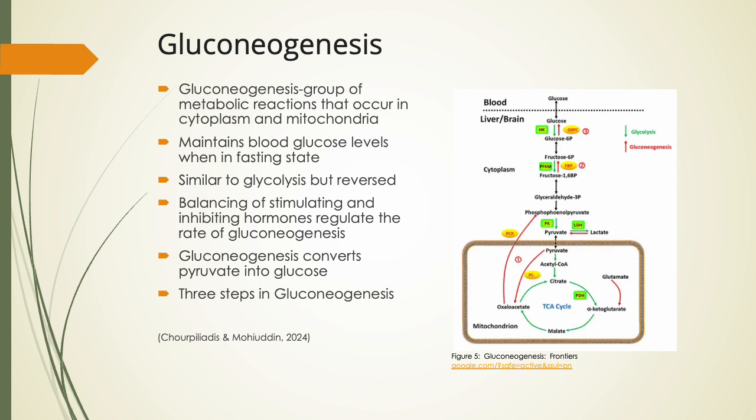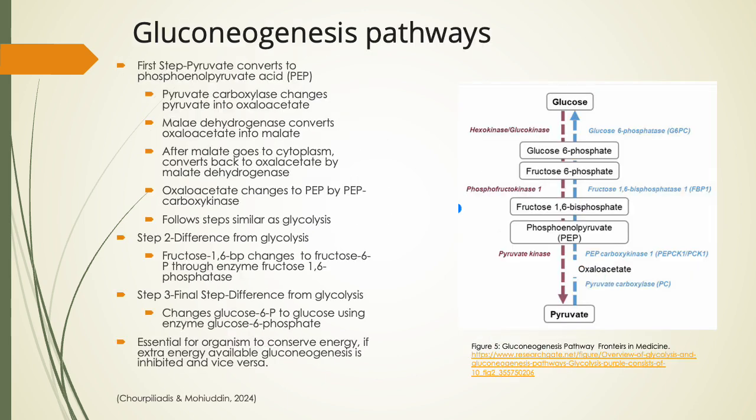Gluconeogenesis converts pyruvate into glucose. There are 3 steps in gluconeogenesis. The first step for gluconeogenesis is to convert pyruvate into phosphoenolpyruvic acid, PEP. There are several enzymes involved in this process: PEP carboxykinase, pyruvate carboxylase, and malate dehydrogenase.